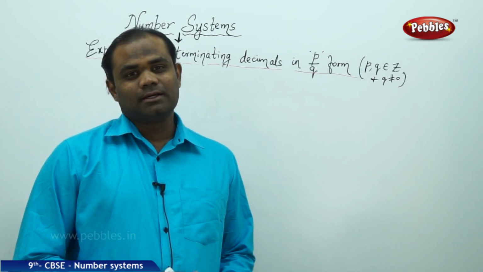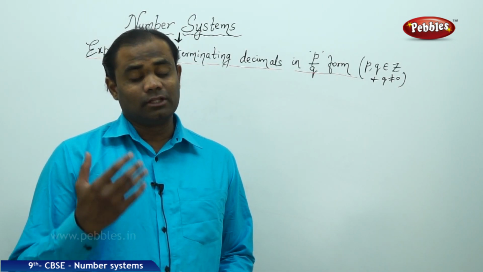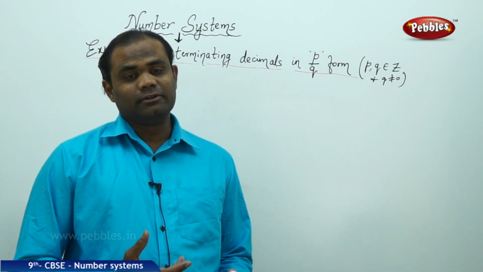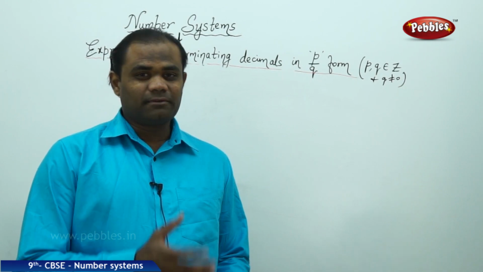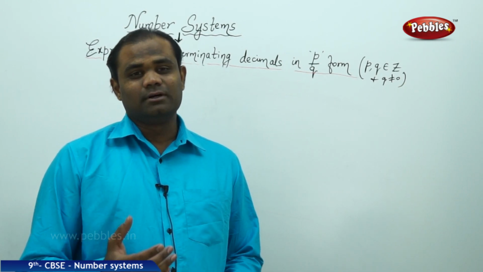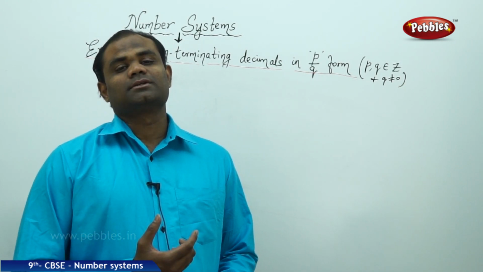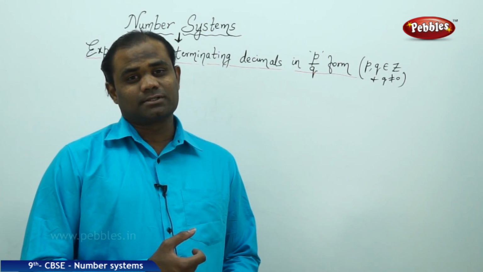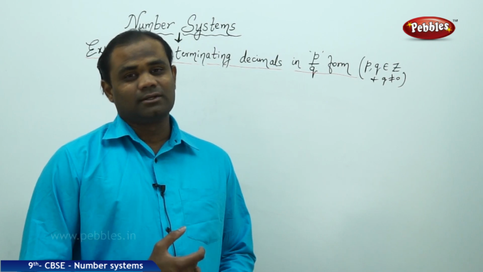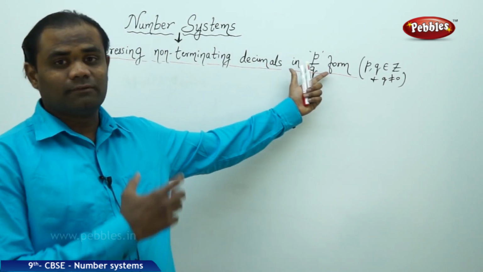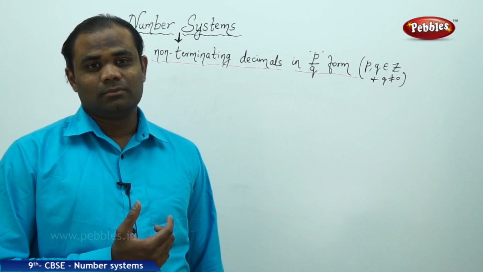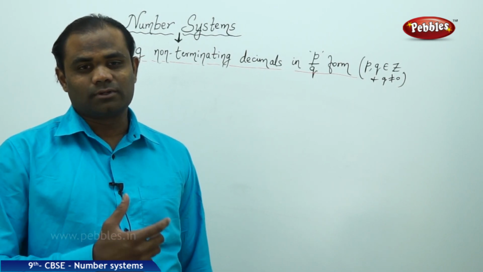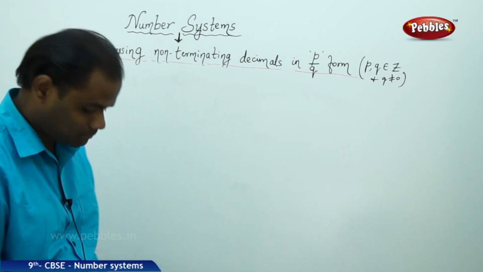Now let's see what if the non-terminating or recurring decimal is with two decimal places. In the previous session, we saw a number which has one decimal place, 0.3 bar. Suppose I have the bar over 2 digits. Let's see how we can convert that into rational form, or whether it is possible or not. That is what we're going to investigate in this session.